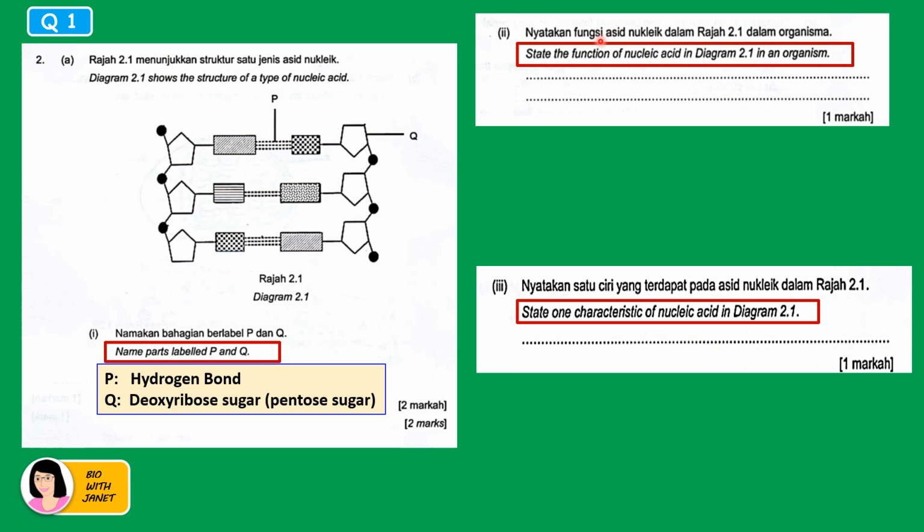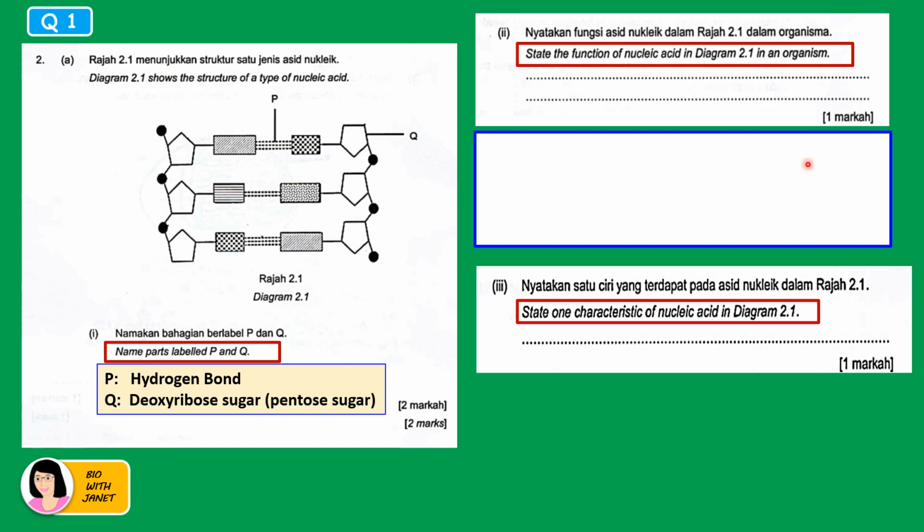Now let's look at the second part. State the function of the nucleic acid in diagram 2.1 in an organism. So what's the function of the DNA molecule? 1 mark only, so just give one function. Let's look at what the answer is based on the textbook. Most answers will be based on the textbook, so make sure that our notes are based on the textbook also. These are the answers based on the textbook.